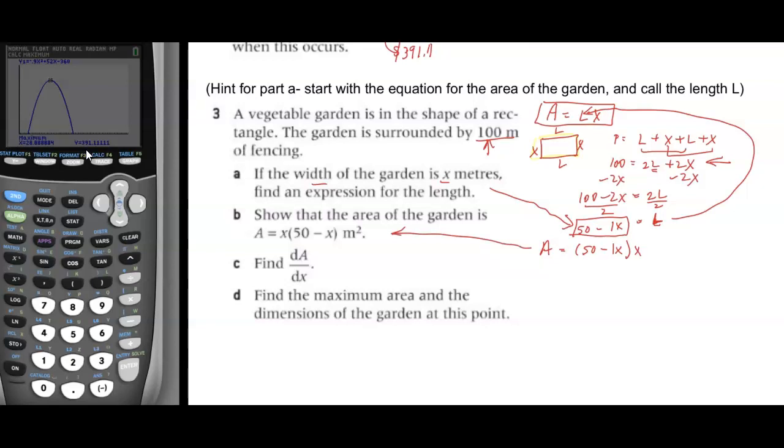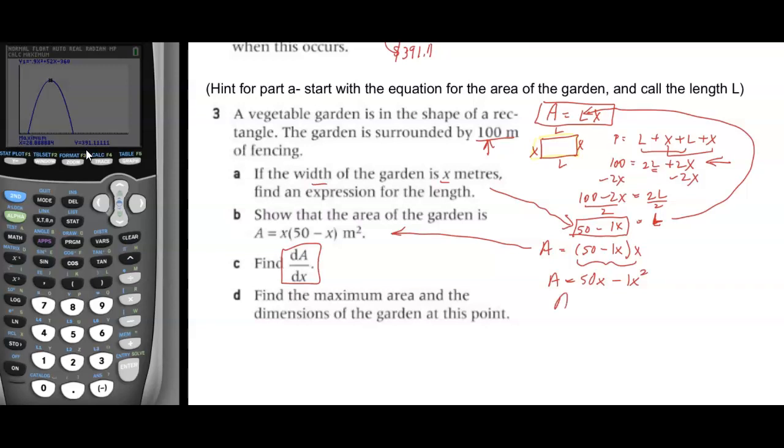Find the derivative of A. So we're going to find the derivative of A. Remember, we don't know how to take the derivative of things multiplied together, but we could distribute the x, and then we'll get an expression that we do know how to take the derivative of. Okay, I distributed the x. Now I can take the derivative of this, right?